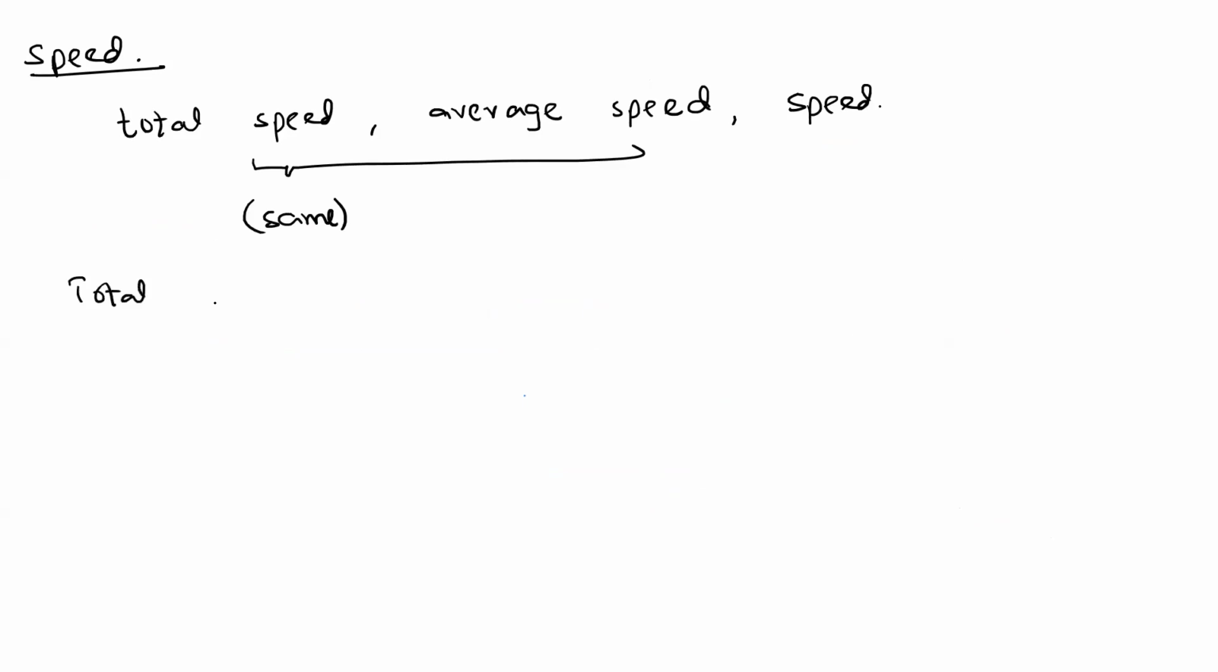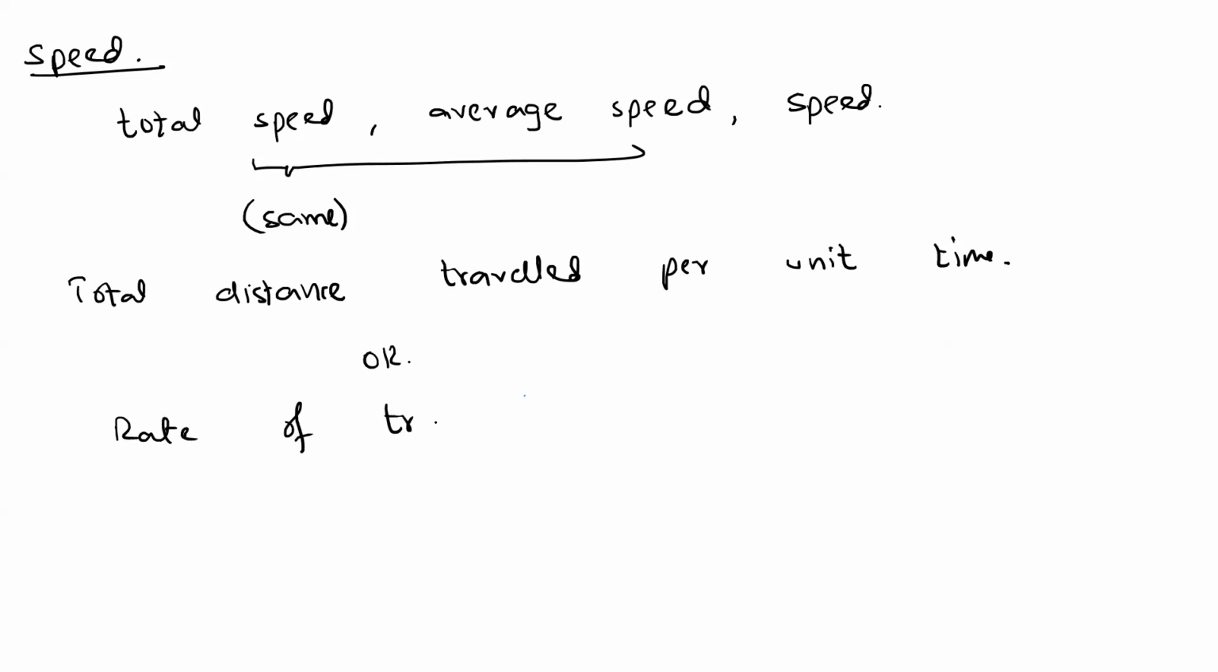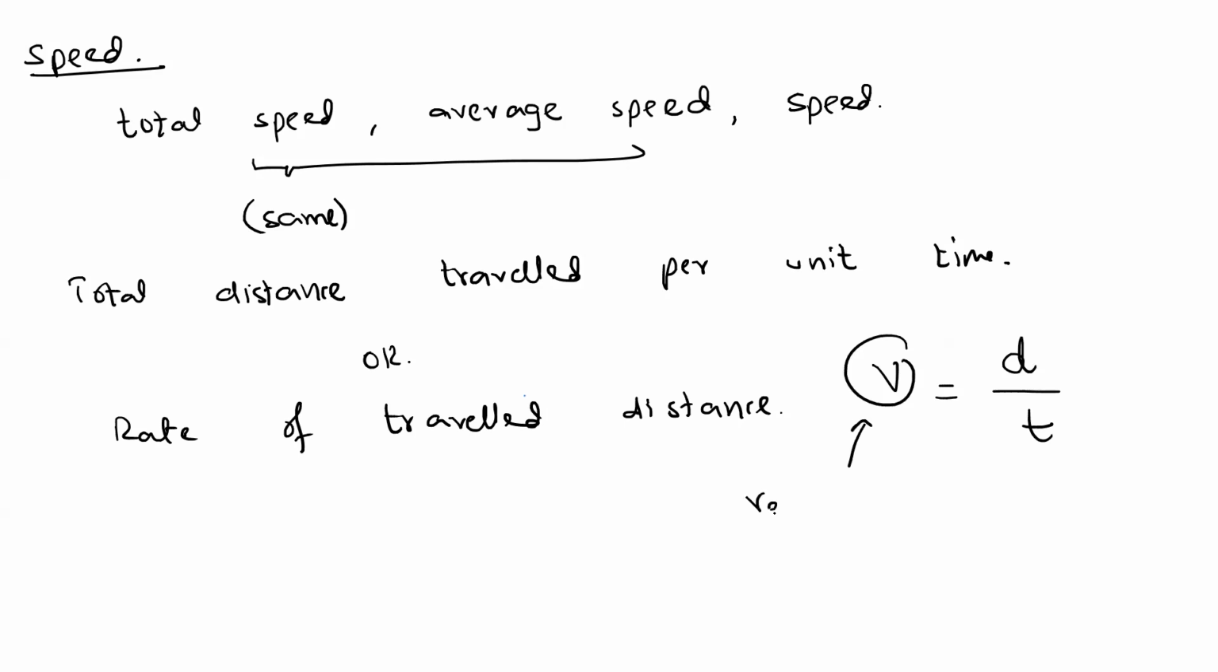It's total distance traveled per unit time, or it's like rate of traveled distance. In physics, we say anything once it is divided by time is a rate. So rate means distance upon time, and the representation is v. And then the unit is meters per second.